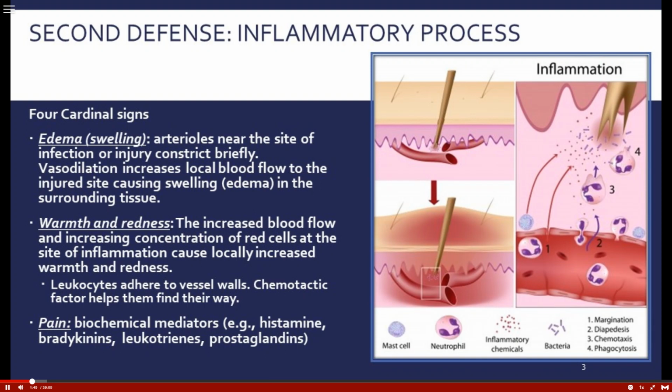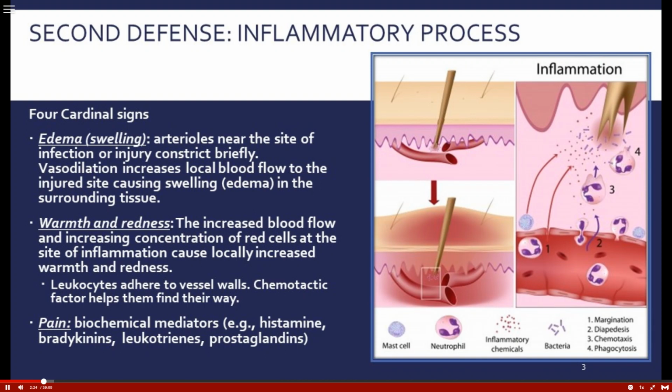Then you're going to start seeing that warmth and redness. A little bit of redness around a sore or a cut is really a good thing. You know that inflammatory process is working. So that increased blood flow and an increasing concentration of red blood cells at that site. So what ends up happening is there's a slower blood velocity, in other words, speed. So things are kind of getting housed around that break in the skin. And at the same time, there's an increase in blood flow at that site. So you see that warmth and redness.